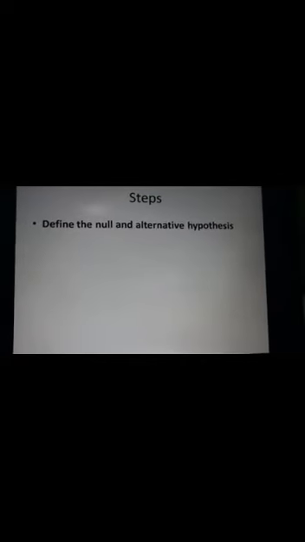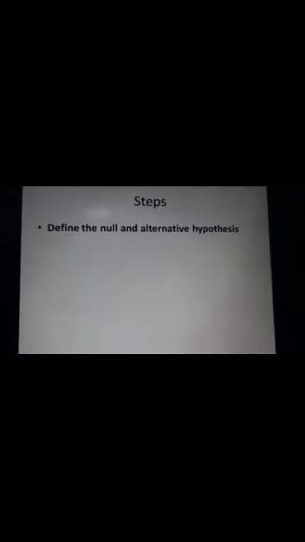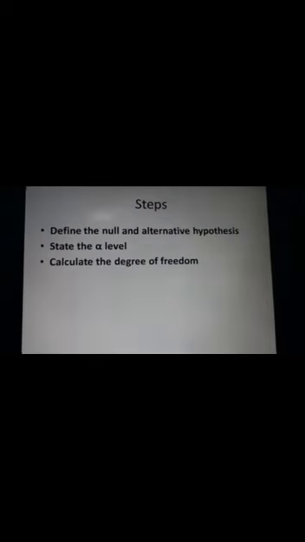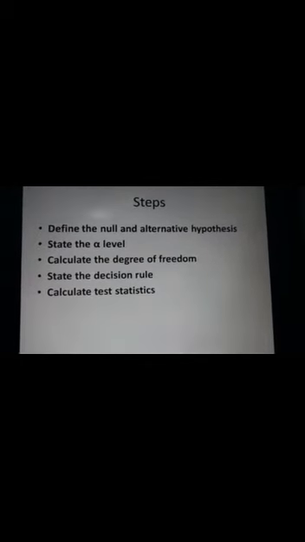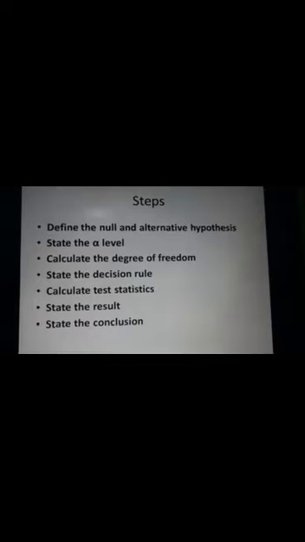Now let us check out the formula of the independent sample t-test. But before going to that part, we need to understand a few steps to perform the independent sample t-test. The first step is to define the null and the alternative hypothesis. Then state the alpha level, then calculate the degrees of freedom, then state the decision rules, then calculate the test statistic, then state the result, and lastly state the conclusion.